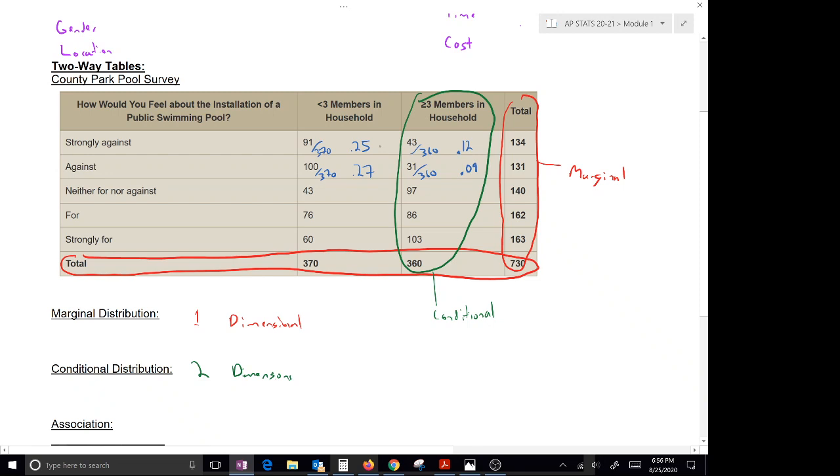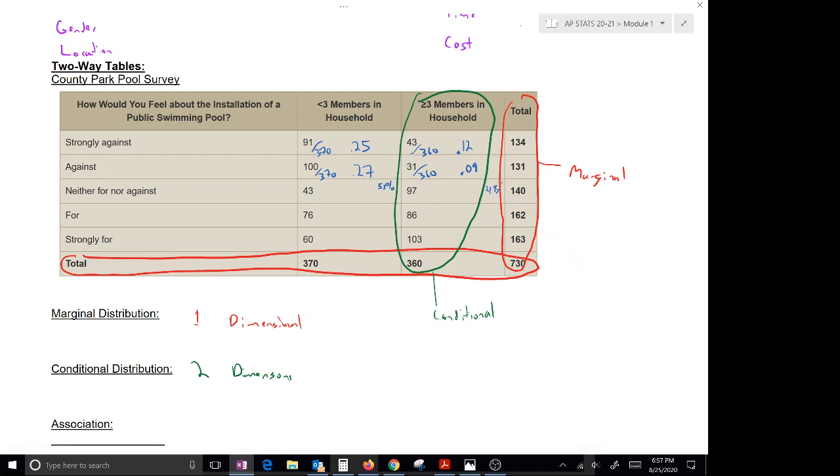Let's put these together. So this is roughly, if you had less than 3 members in your household, a little more than 50%, so about 52% of those people are going to be against getting the swimming pool. But if we add these together, we're going to see that only about 21% of people who had 3 members in their household were against the swimming pool.